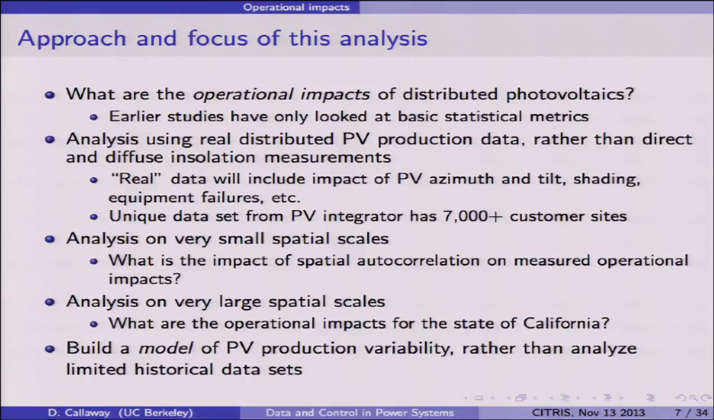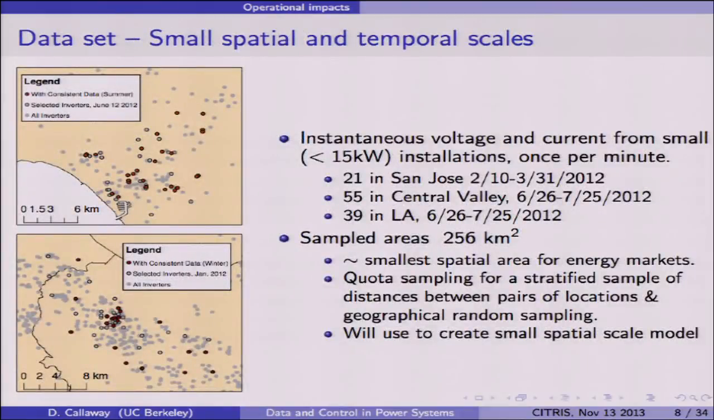The analysis is going to focus on both very small spatial scales, and we use that primarily to get at that spatial averaging that I was talking about. But by the end of this first part of the talk we'll also look at very large spatial scales. So essentially, what are the operational impacts on the state of California? So let me just talk a little bit more about the data set then. On the small spatial scales, we've got instantaneous voltage and current from small, mostly residential installations once per minute. And we have a certain number in various parts of the state of California over some period of time.